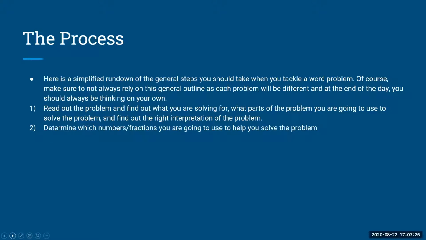Step 2, determine which numbers or fractions you're going to use to help you solve the problem. I think it's going to be all fractions today. There might be some mixed numbers. We'll see. I think there are. Yeah, there are some mixed numbers in there.